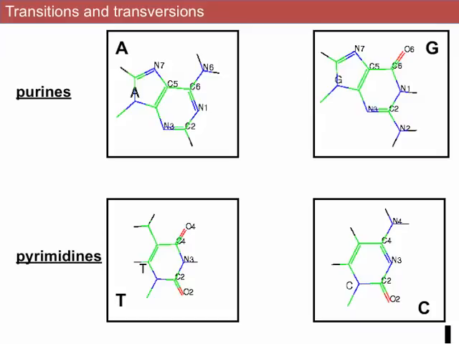So there are 4 DNA bases. If you have any particular DNA base at a site, it can either stay the same or change to one of the other 3 bases.